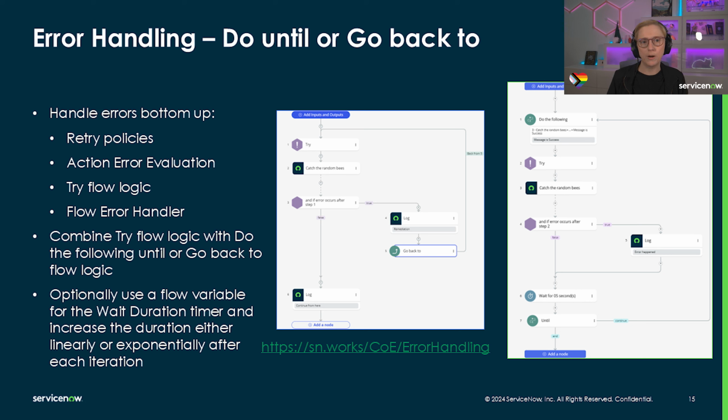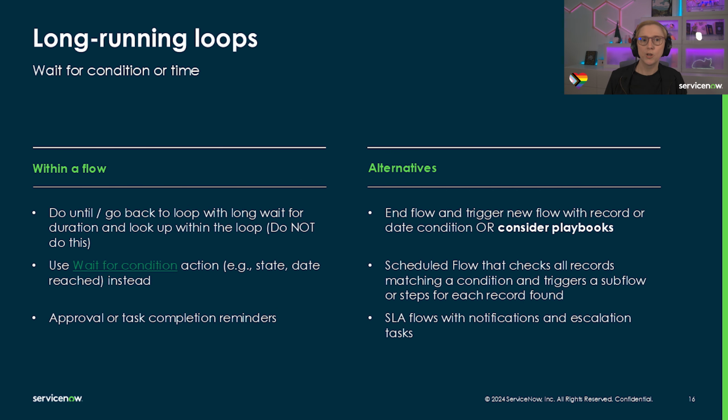To learn more about error handling for flows and actions, check out my article series on the community and the corresponding Academy episode. Something we have seen customers do is using a do until to wait for a record field to change. We recommend to use the wait for condition instead, or choose one of the alternative patterns on the right.